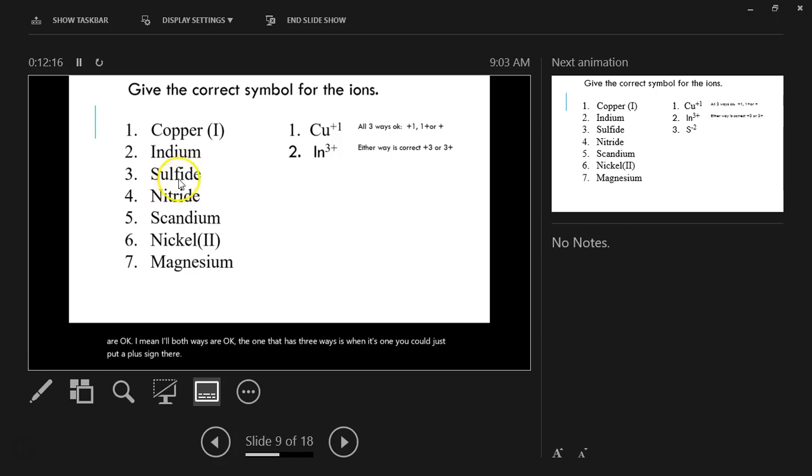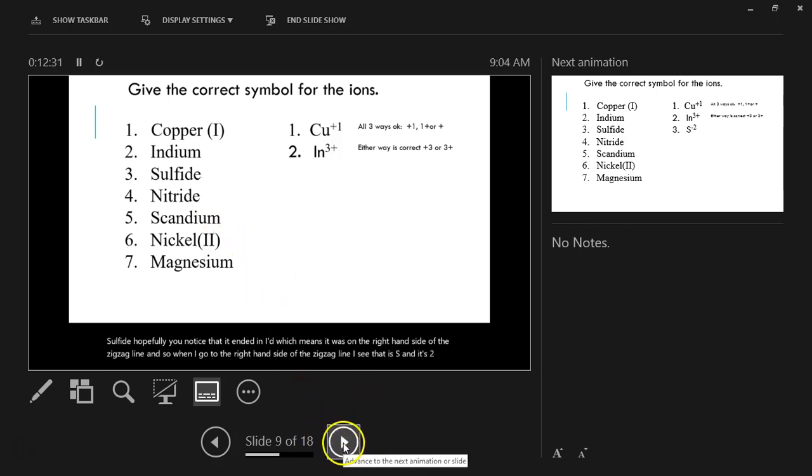Sulfide. Hopefully you noticed that it ended in "ide," which means it was on the right-hand side of the zigzag line. And so when I go to the right-hand side of the zigzag line, I see that that is S, and it's 2 away from the closest noble gas.